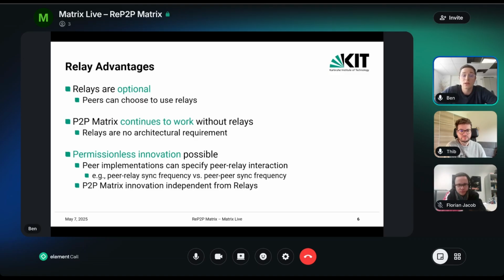So our solution works with any peer-to-peer Matrix protocol as long as it adheres to the existing peer-to-peer Matrix protocol. Whether it's Pinecone, libp2p, or Yggdrasil, our relay extension can be used.